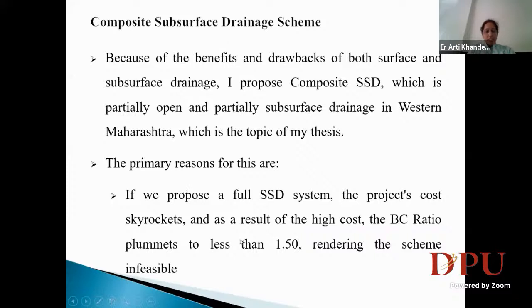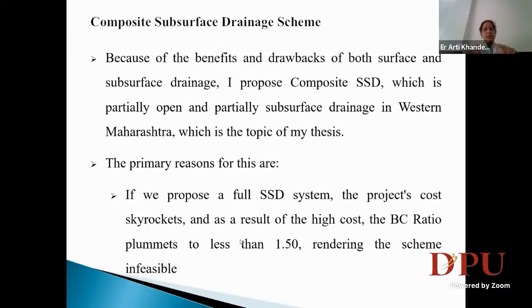This is another system we can provide. SSD is provided in Haryana, the state, because they have flat terrain. They don't have natural gravity in the land. So I will show another combination.